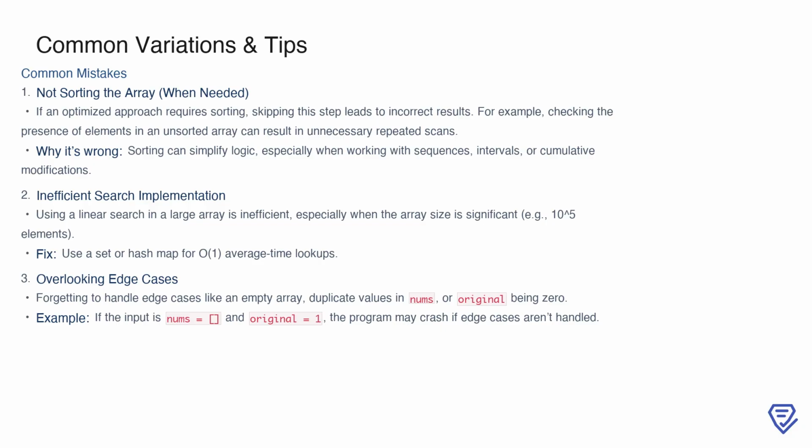Lastly, overlooking edge cases is a frequent pitfall. Scenarios like an empty array, duplicate values in nums, or handling original when it's 0 should always be accounted for. For instance, failing to address an input of an empty nums and original equals 1 could cause the program to crash. Always consider these edge cases during testing to ensure robustness.